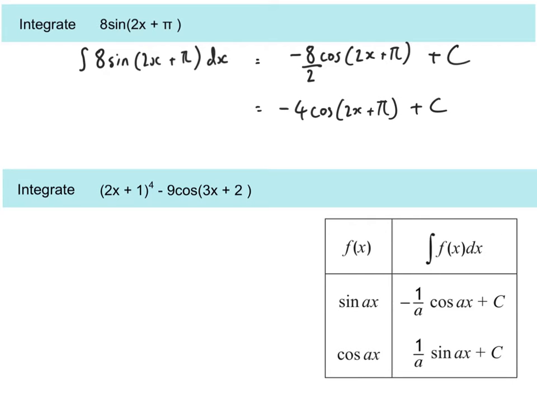Next one, same idea as one on the previous page. I have got some non-trig and some trig, so these two functions, and I need to integrate both of them. So I am going to integrate (2x plus 1) to the power of 4 minus 9 cosine of (3x plus 2), and I'll integrate those with respect to x. So this is what we saw in the previous video, and this is what we're dealing with today.